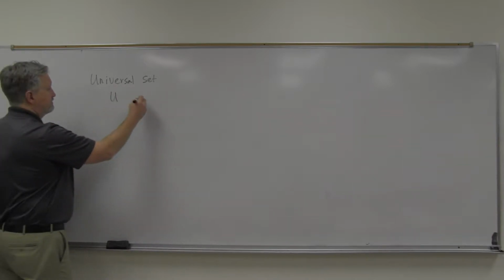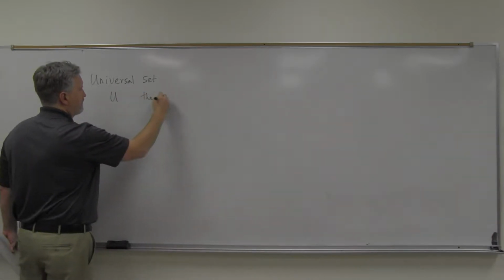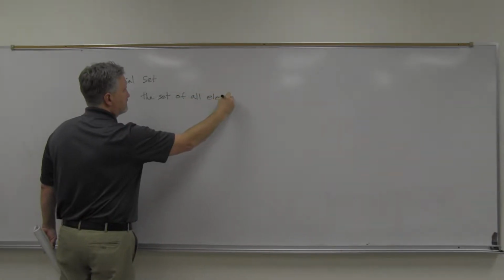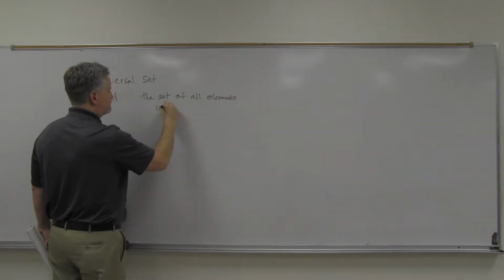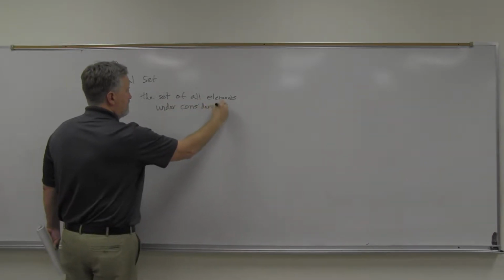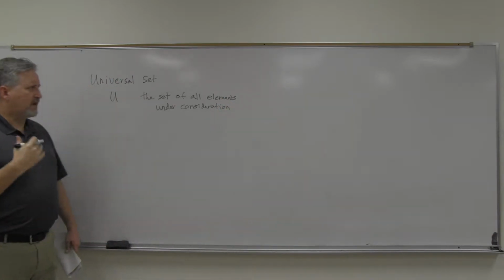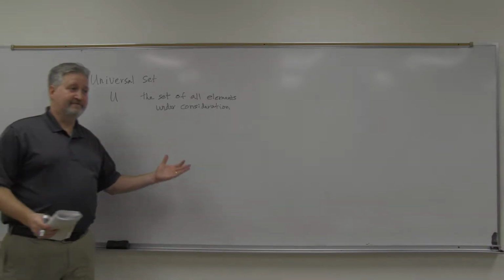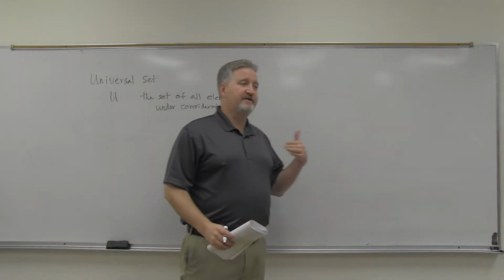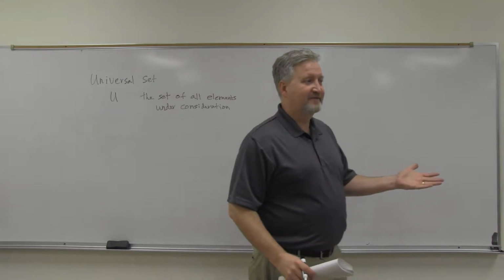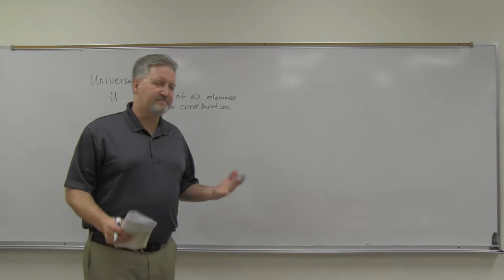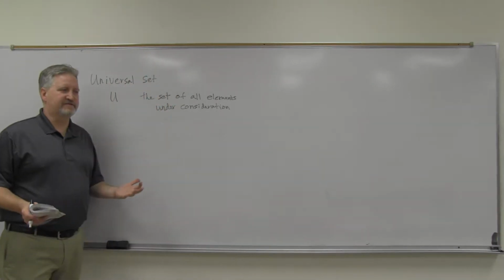But like I said, it's just the set of all elements under consideration. So it might be that the universal set is the numbers 1 through 10, or it may be the letters A through J, or something like that. It's just something that is picked out to be the set of elements under consideration.